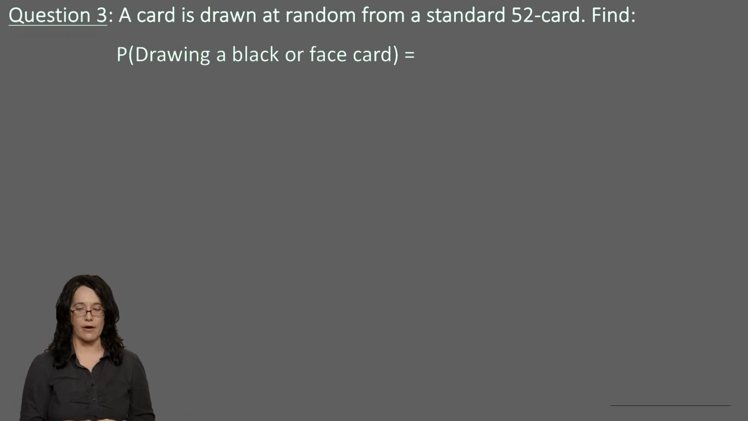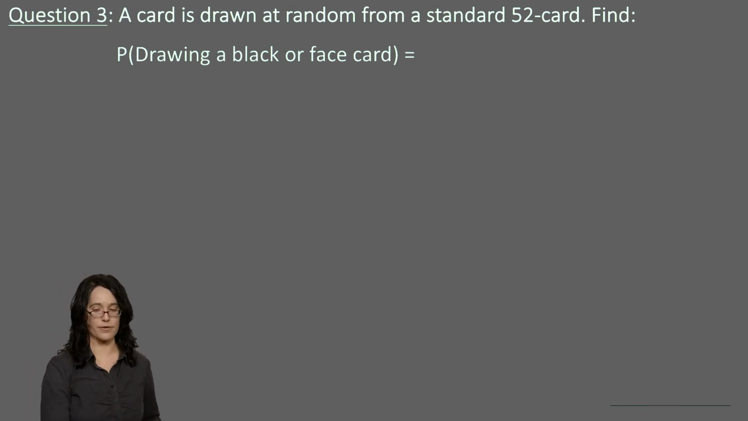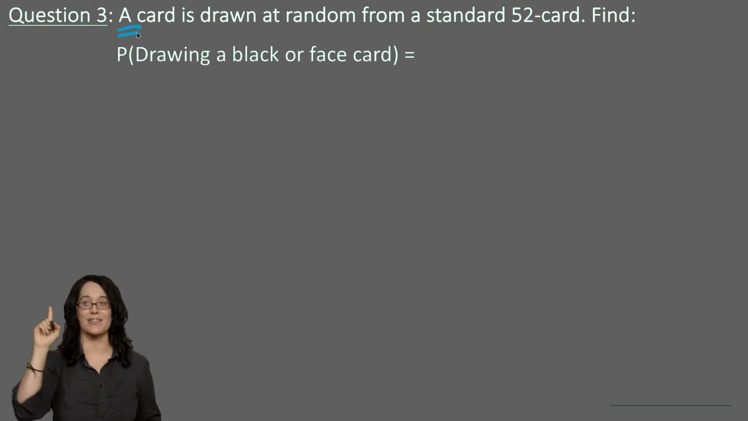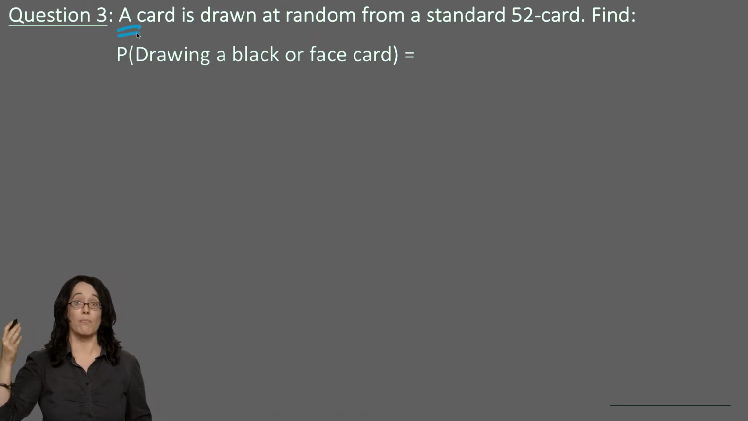But it asks me now to find the probability that when I pick one card, it says a card is drawn at random. When I pick one card, what is the probability that it is either a black card or a face card? So we're picking how many cards? That's really important. A card, okay? That's 1.